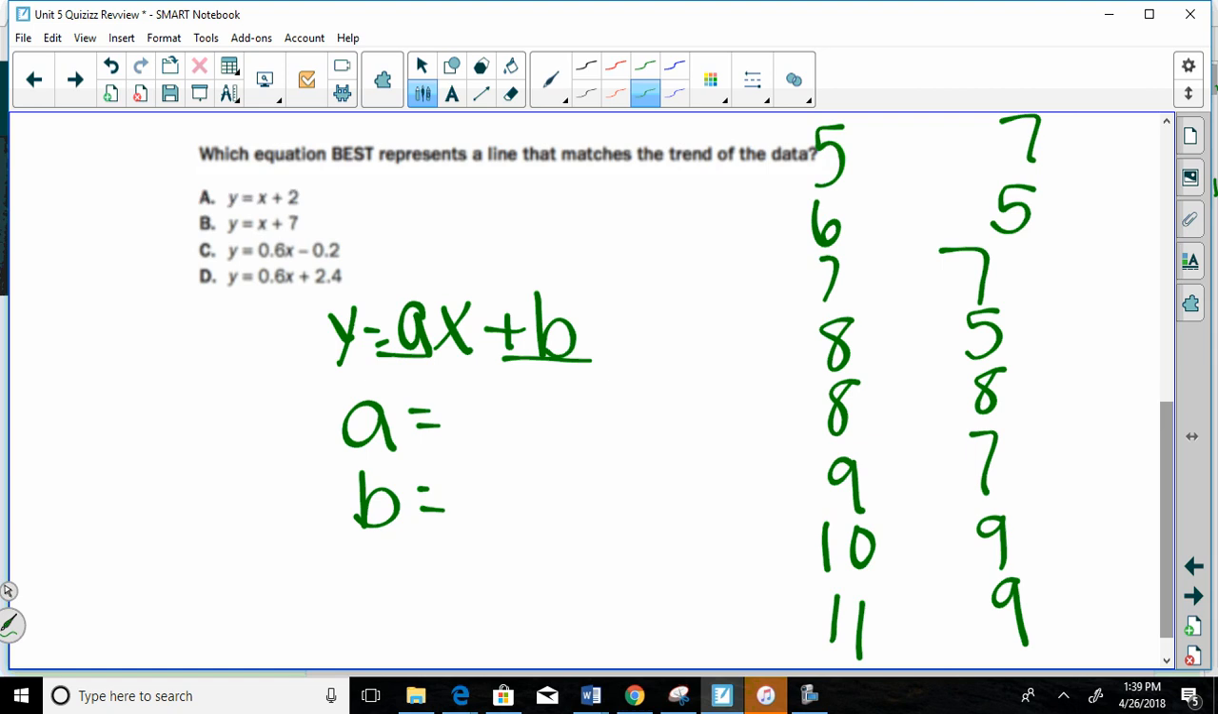If it's a correlation coefficient, then you would be finding r. But you're typing all these numbers in, and what do you end up getting for a when you do it? 0.6, and what's b? 2.4. So what would your answer be?